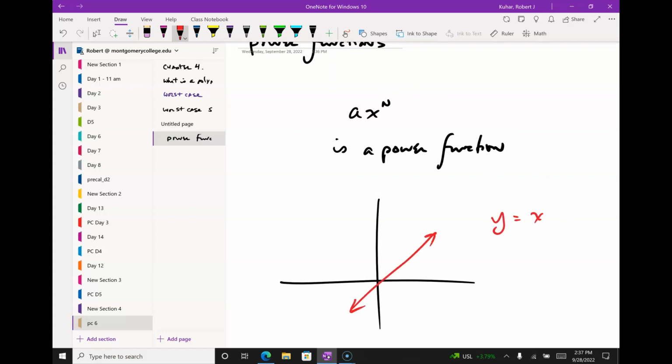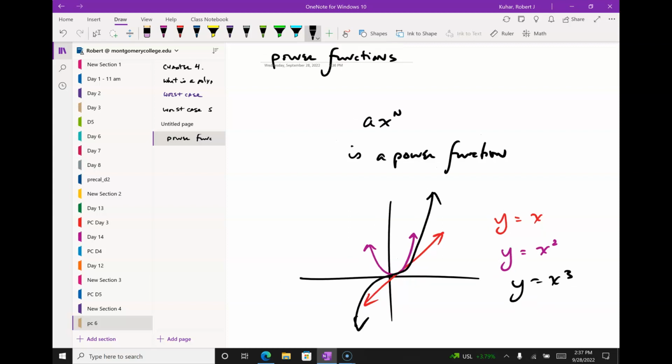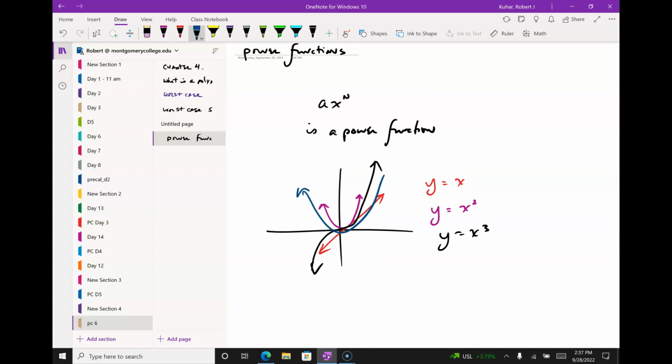Y equals x. Y equals x squared. Y equals x cubed. Y equals x to the fourth. They start to look like each other after a while. But notice, what about the odd ones? What about x to the 1 and x cubed? Where do the odd ones start? On the left, down at negative infinity. And where do they end? Positive. Where do the even ones start? Right, you see x squared and x to the fourth, they both look like that parabola. They start at positive infinity and end in positive.